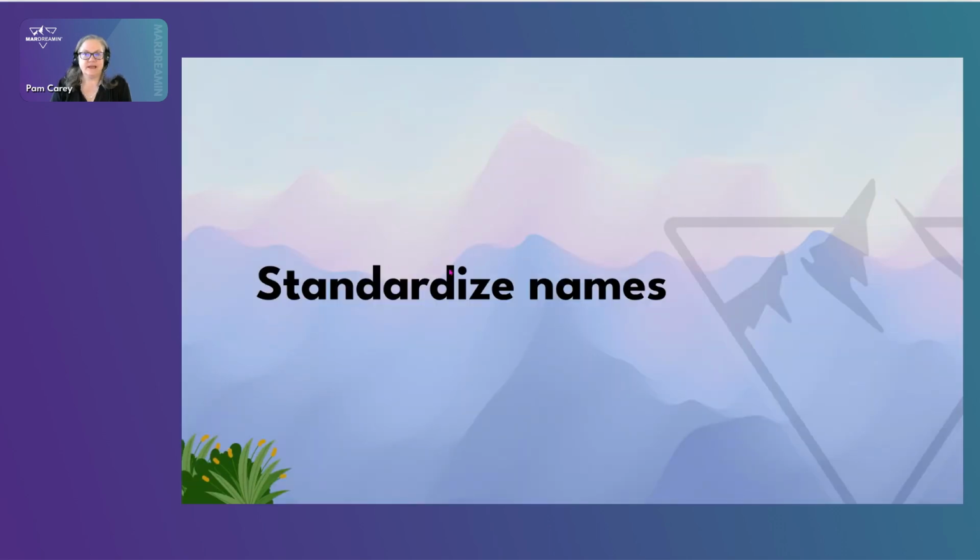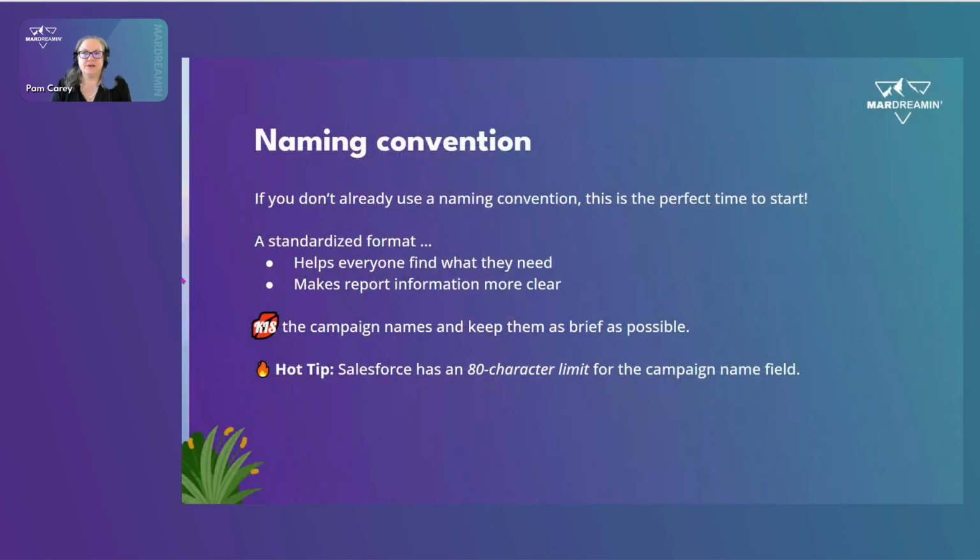Creating consistency with a naming convention benefits users and reporting. KISS the name and keep them as brief and simple as possible. Also be aware that Salesforce has an 80-character limit for the name field.